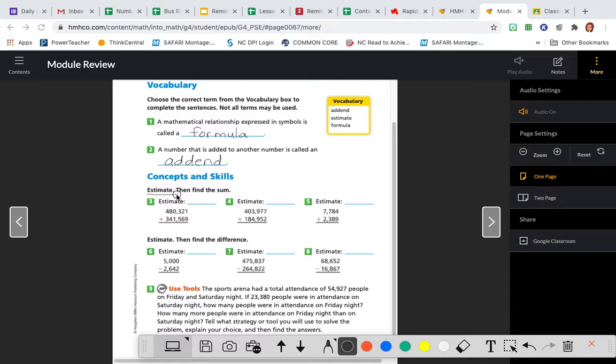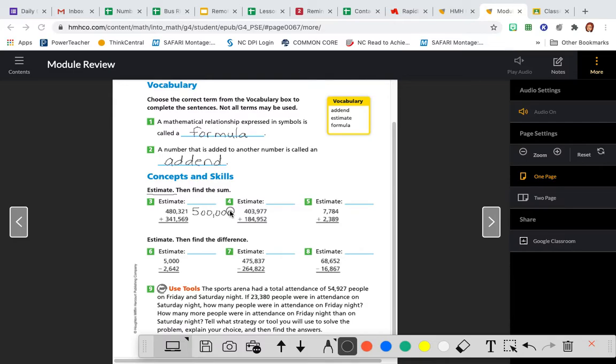480,321, we're going to estimate, and by estimating, we're going to round, and we're going to round to the 100,000. So if our number 4 is in the 100,000s, we're going to use the 8 in the 10,000s to tell us what to do. So that 8 in the 10,000s is 5 or greater, so we're going to move up to the next 100,000. So instead of saying that this is closer to 400,000, we're going to say that it's closer to 500,000. Okay?